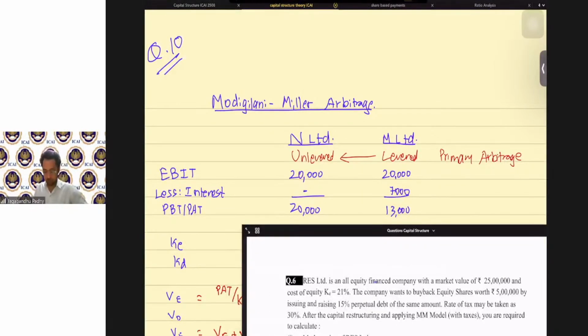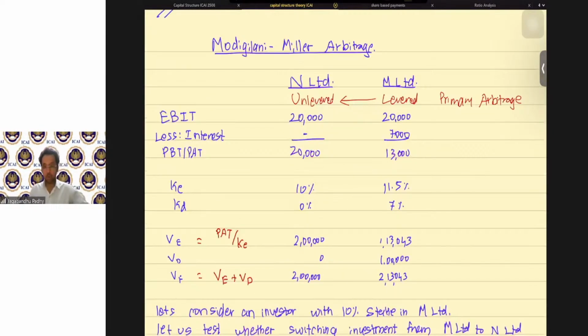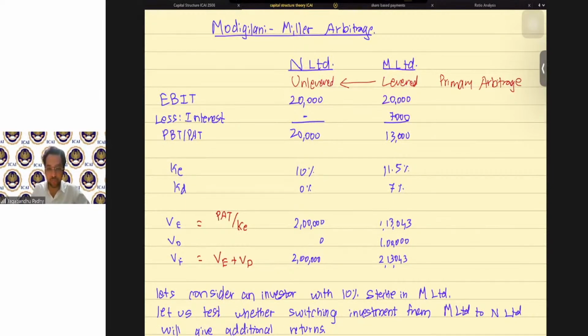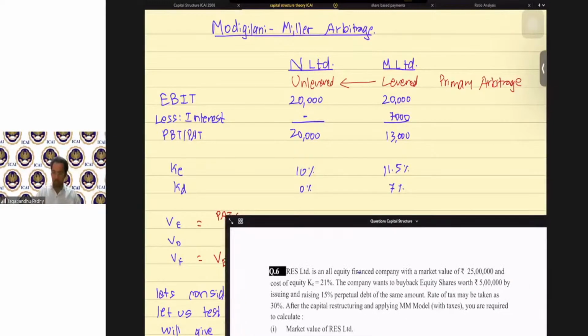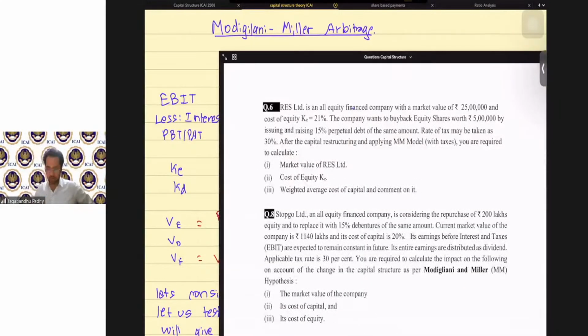Okay, so here we have the Modigliani Miller arbitrage. Fine. So we had discussed this question of Modigliani Miller, where the arbitrage was from levered company to unlevered company. So let me just quickly revise it, and then we can think of going ahead with the other arbitrage, the secondary arbitrage.